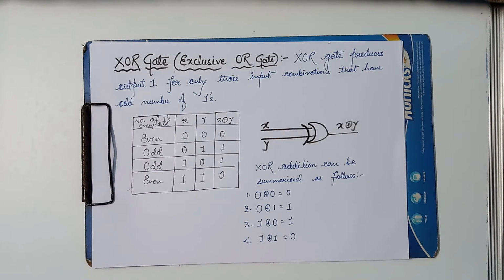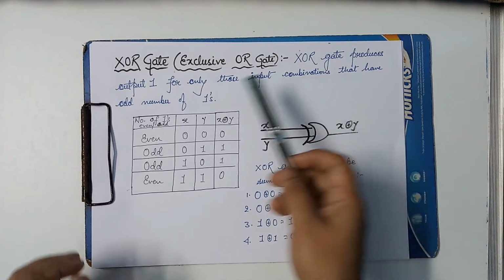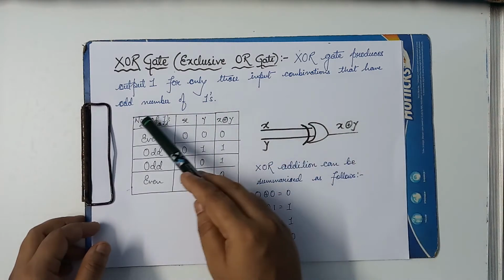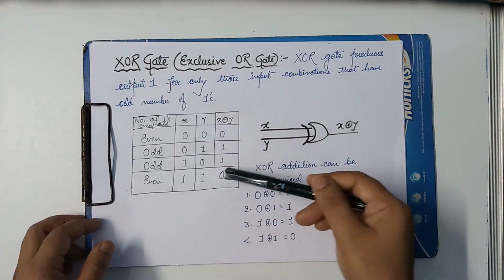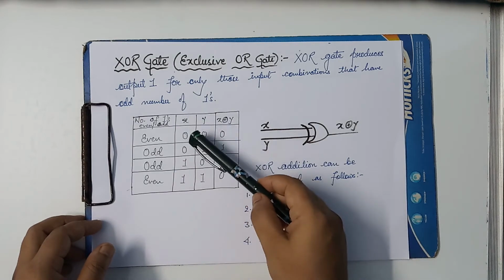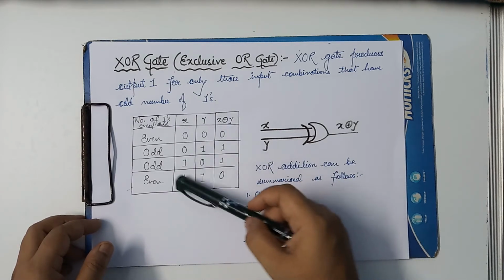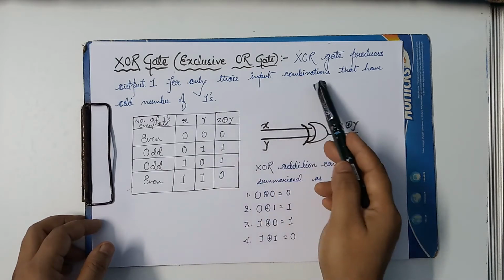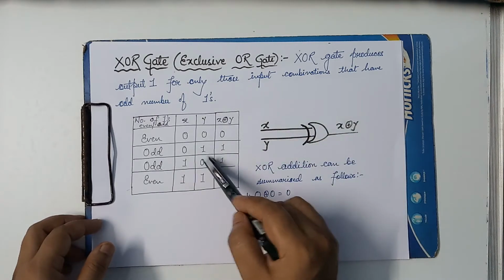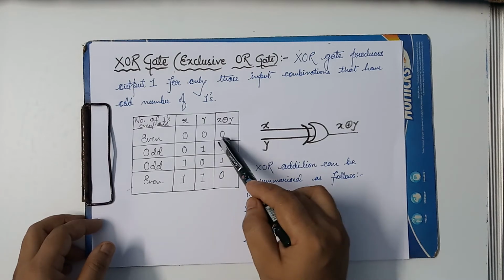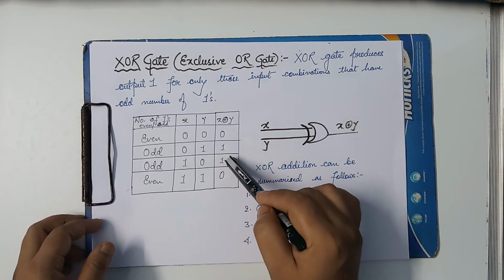Now let's see the XOR gate. It is also known as the exclusive OR gate. XOR gate produces output 1 for only those input combinations that have an odd number of 1s. So let's see this truth table. X, Y, here are the possible combinations. Now over here, where the input combinations have an odd number of 1s, there only the output will be 1.